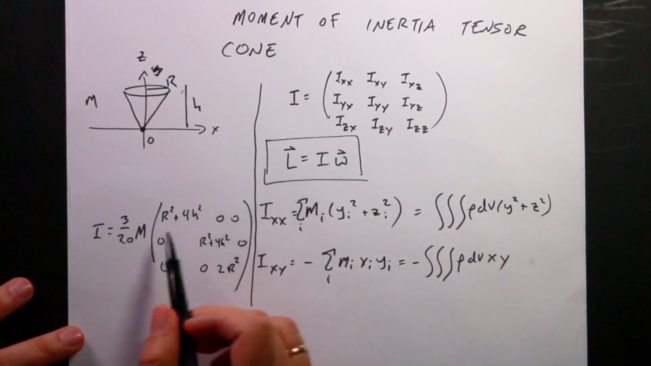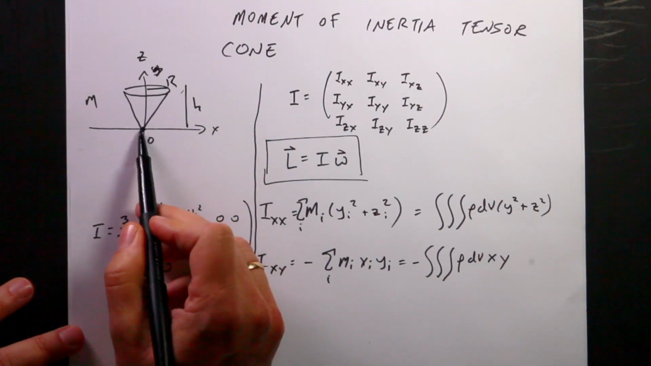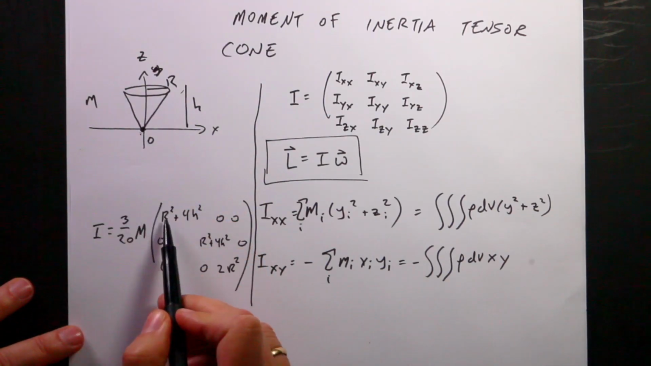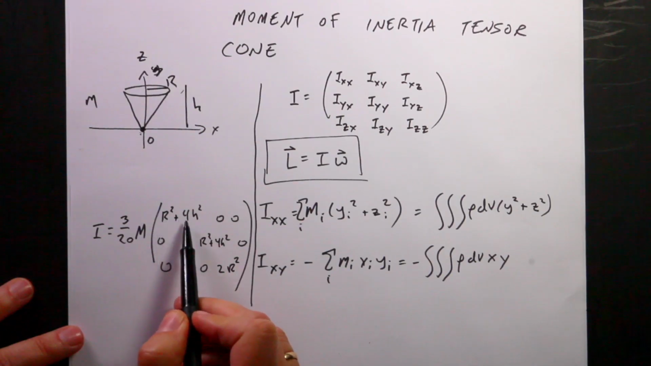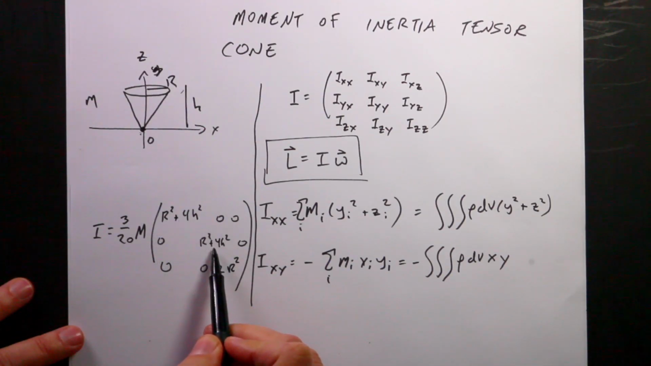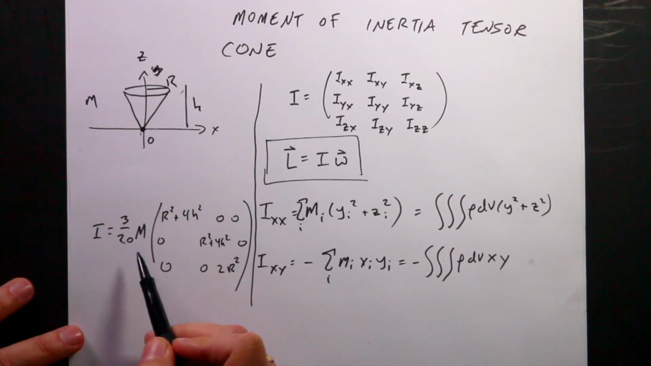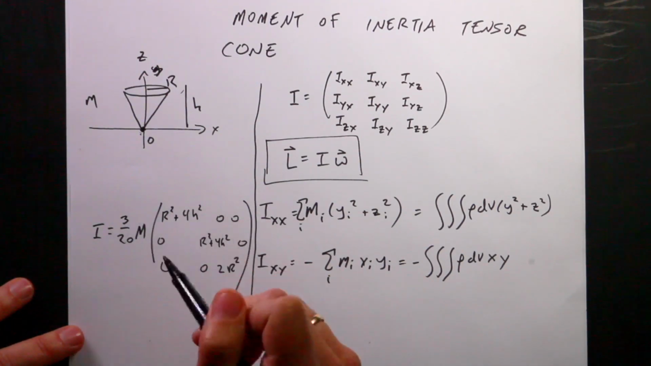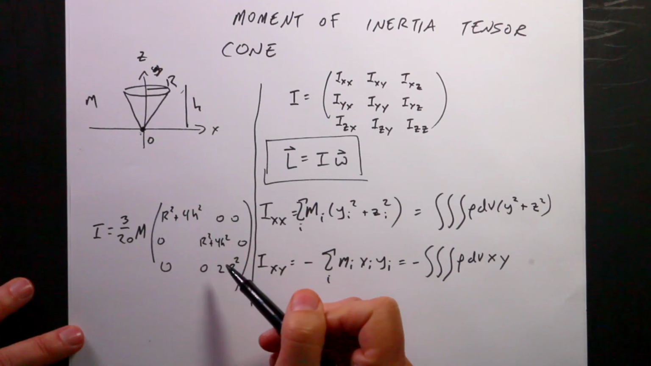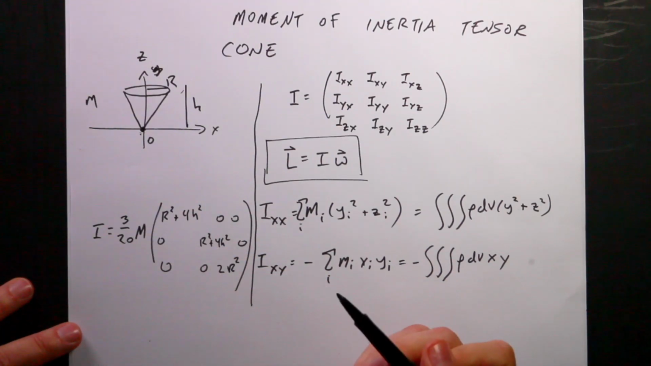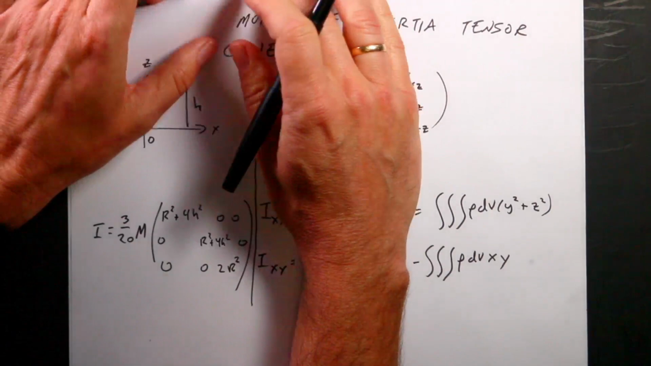So the moment of inertia tensor is diagonal if I rotate about this point right here. And so I get r squared plus 4h squared, r squared plus 4h squared, and then 2r squared with this 3/20 m constant up front. So I'm going to do this numerically and see if I get the same answer by checking these values. Okay, so how do we do this numerically? How do we do this with Monte Carlo?